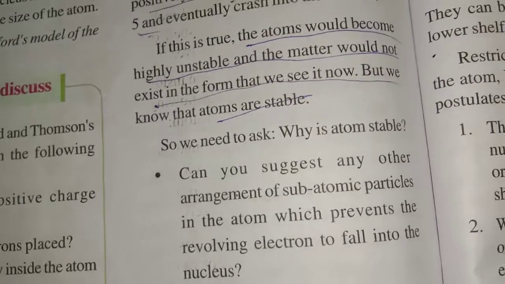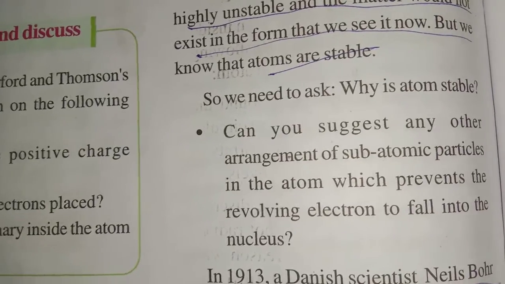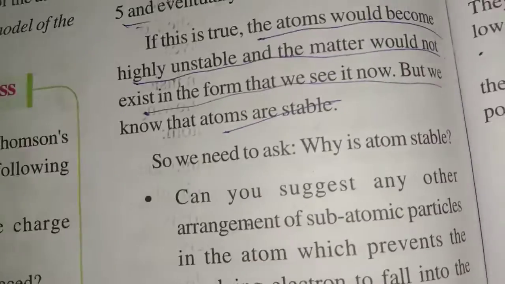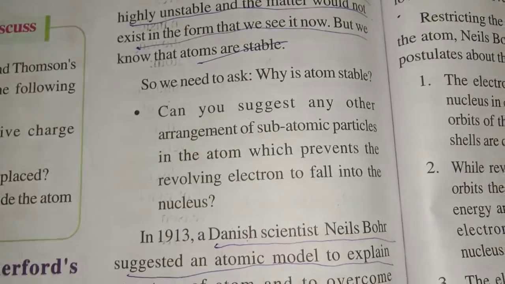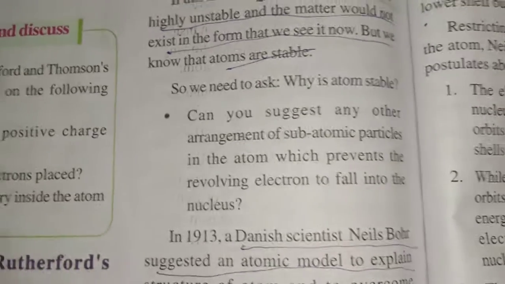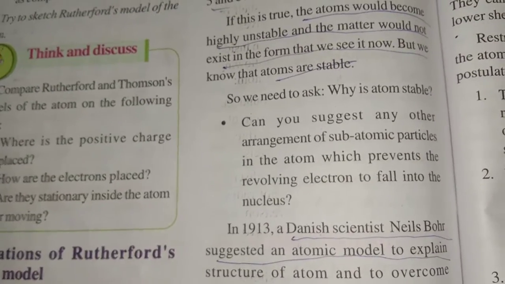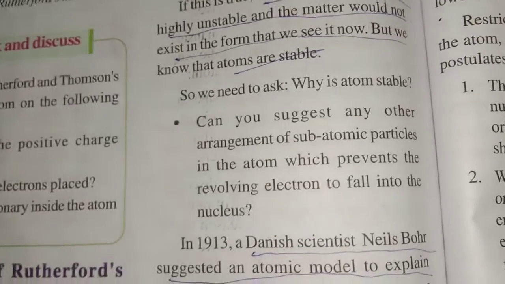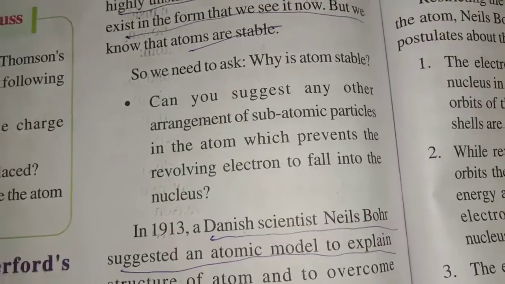So these are the limitations in Rutherford's model. It also did not perfectly describe the structure of the atom, so they decided to think of another one. We need to ask, why is the atom stable? J.J. Thomson was not able to explain why the atom is stable, and the Rutherford model also has limitations in explaining why the atom is stable.